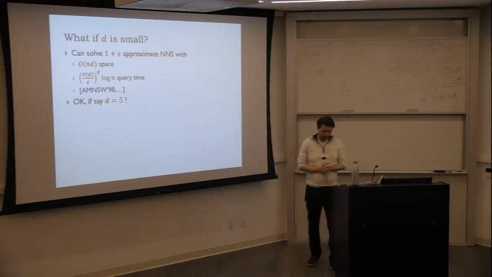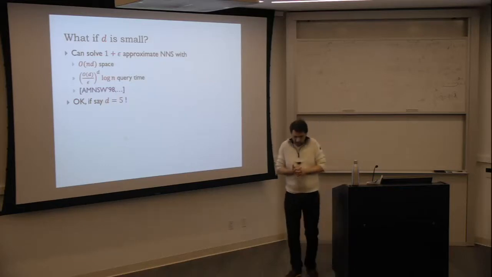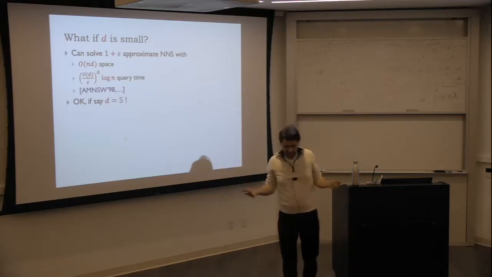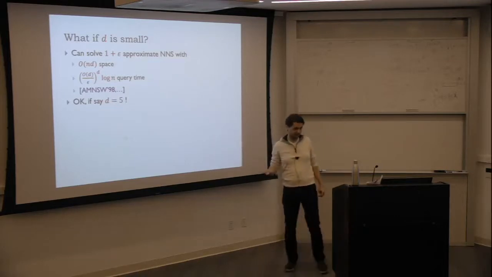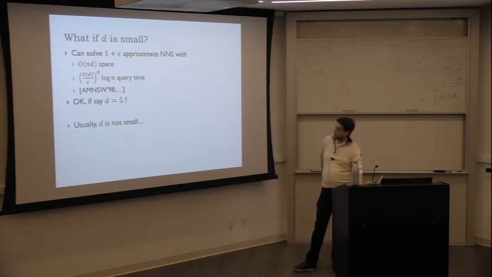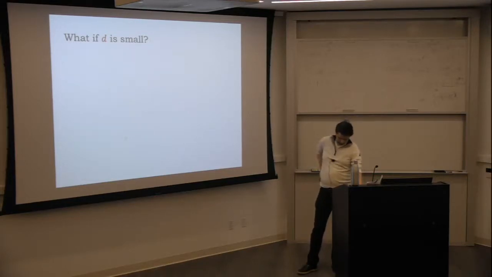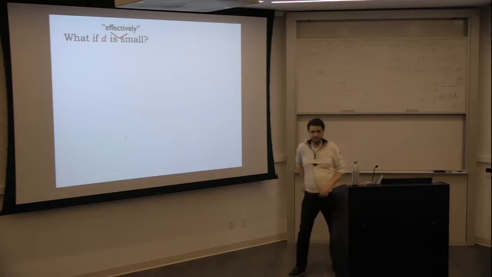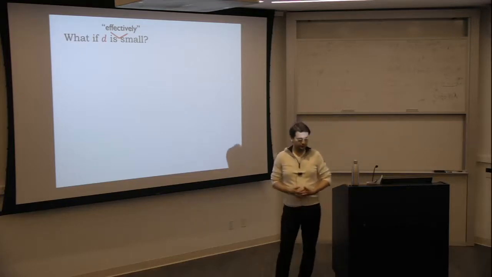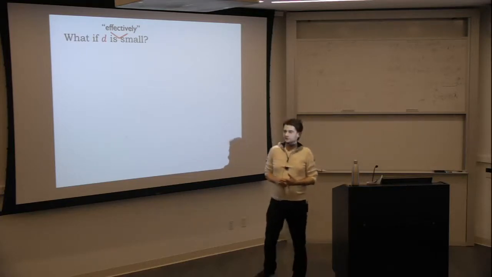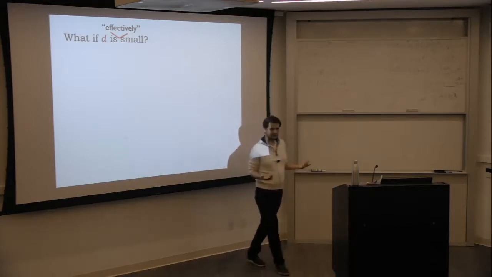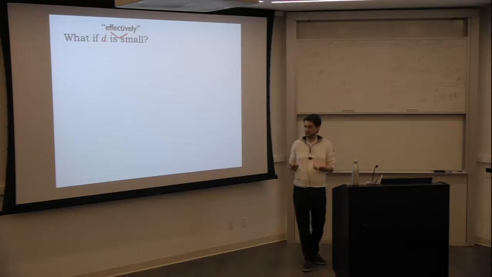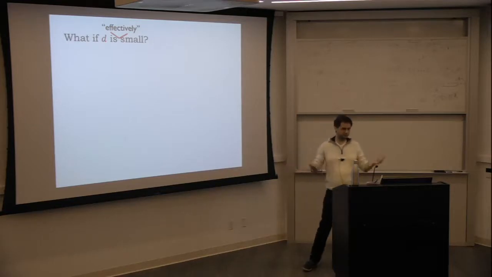Okay, but I gave the example of images, and dimension there is definitely not 5, right? I mean, it's not like we have 5-pixel images, right? So usually dimension is not small, okay? All right, so what do I want to talk about? Well, what if dimension is effectively small? Okay, so maybe, yes, the images don't have 5 pixels, but the degrees of variability, or degrees of freedom, is actually much smaller than the number of pixels, right?